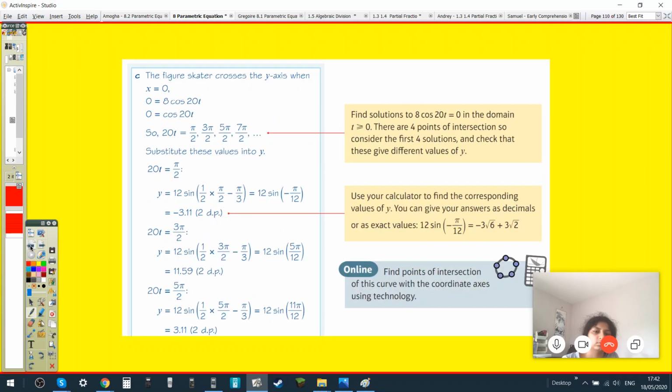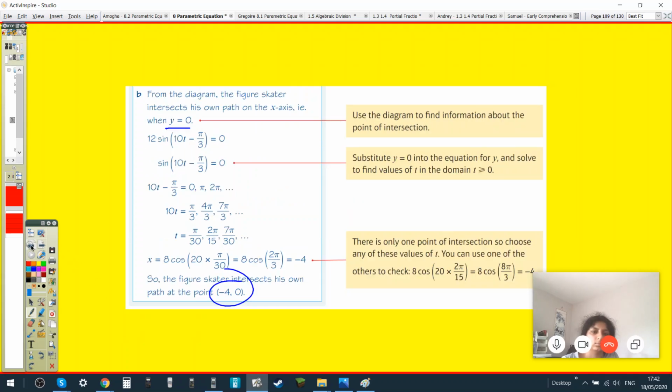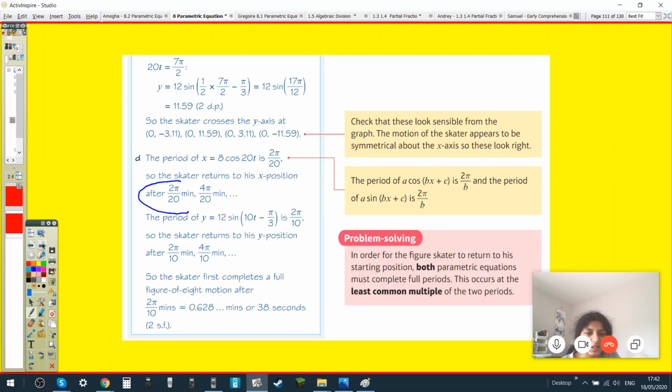Okay. What was the other stuff we were saying? 11.59, 3.11, and... Wait, no, for D, the answer was something different. Okay, so C is all correct. The period of this thing. Okay, so we said the skater returns to his x position pi over 10 later. The skater returns to... Oh! That's sneaky.